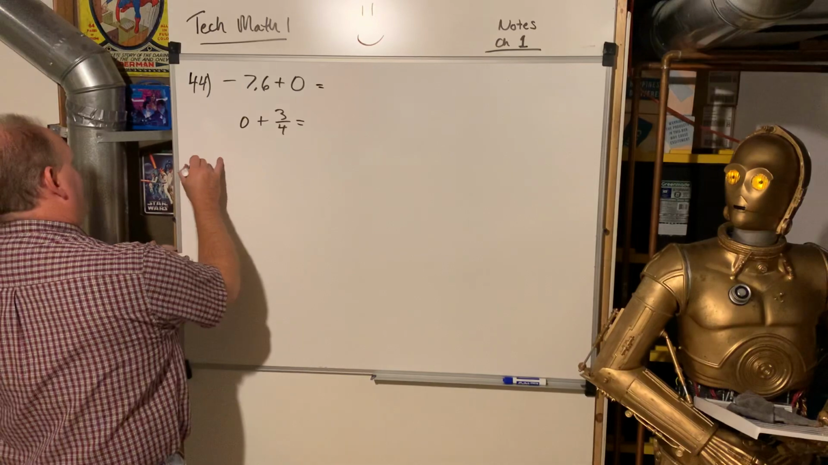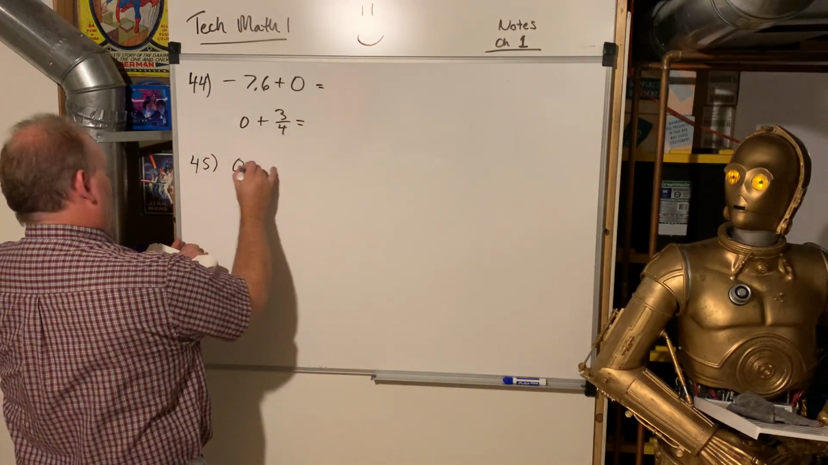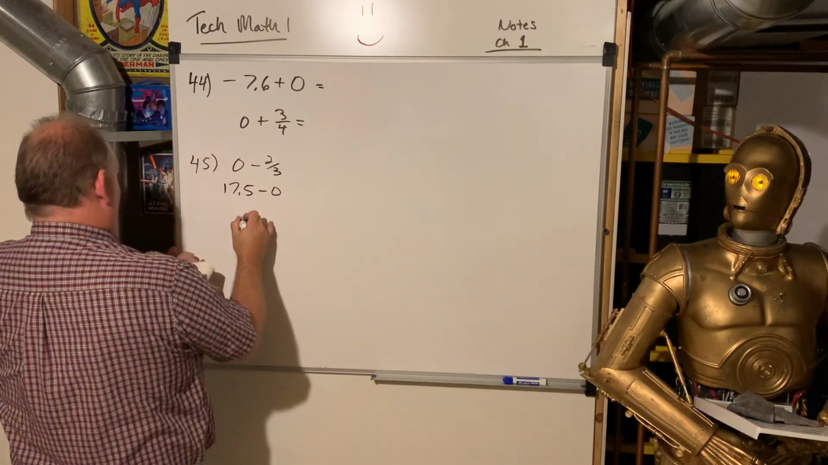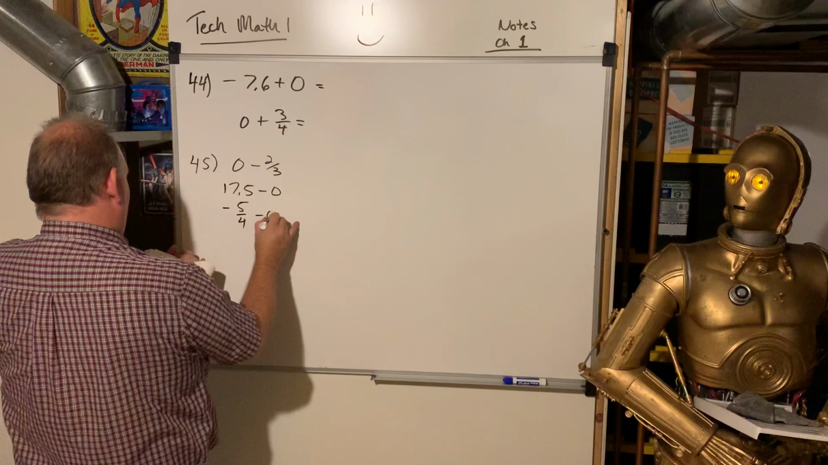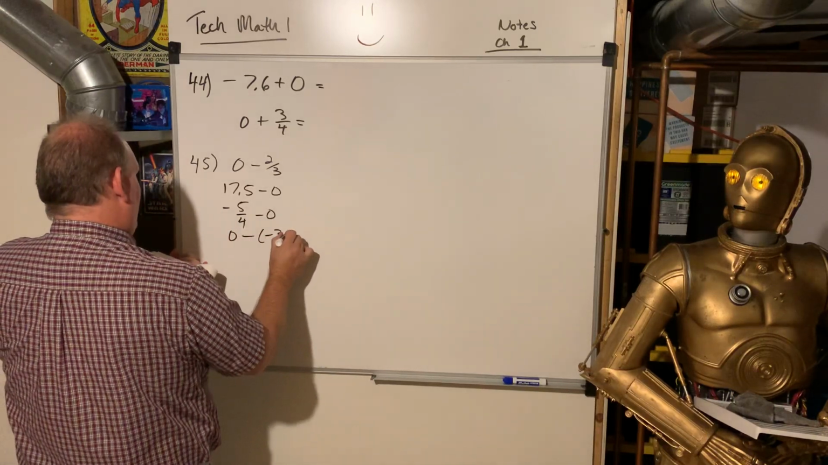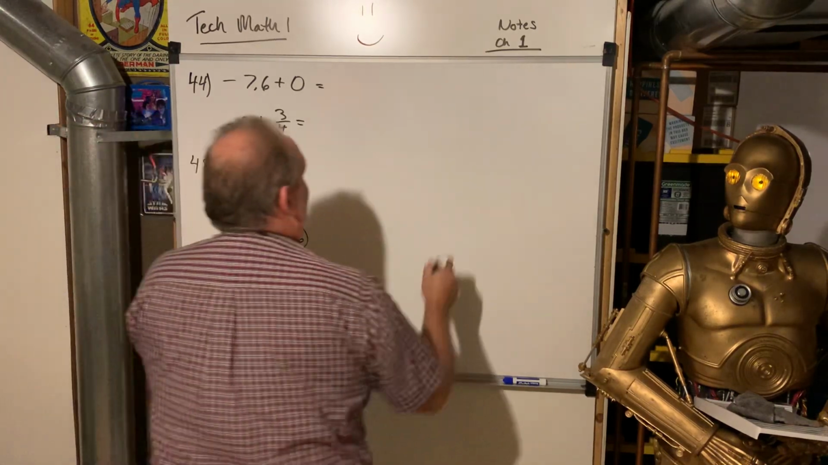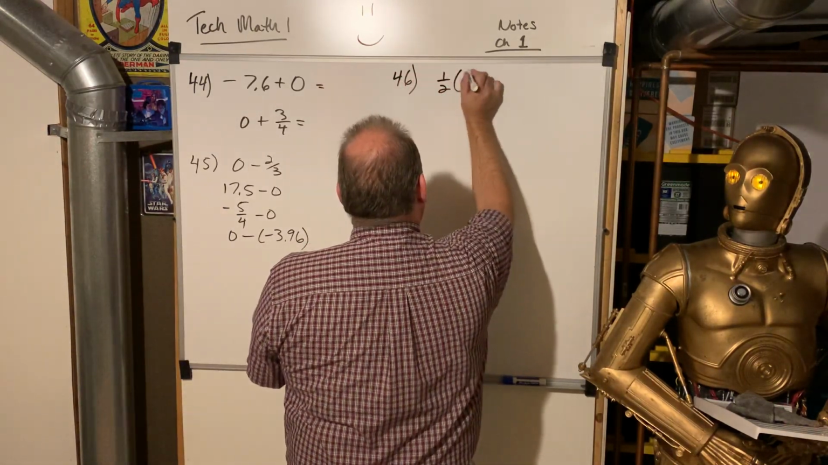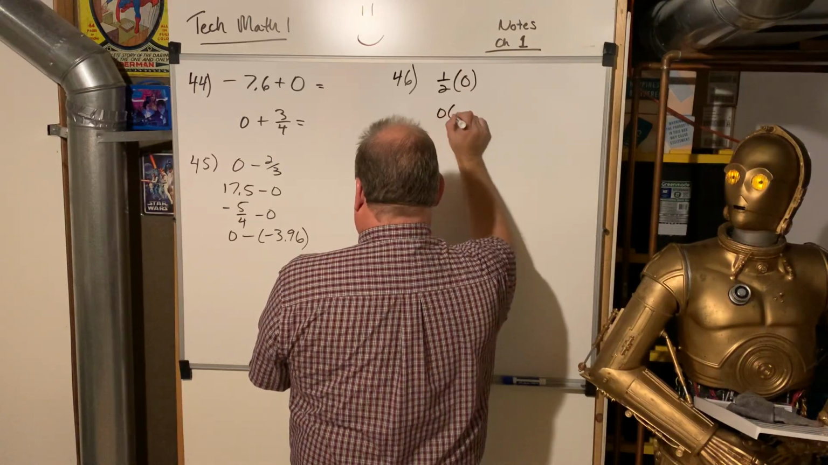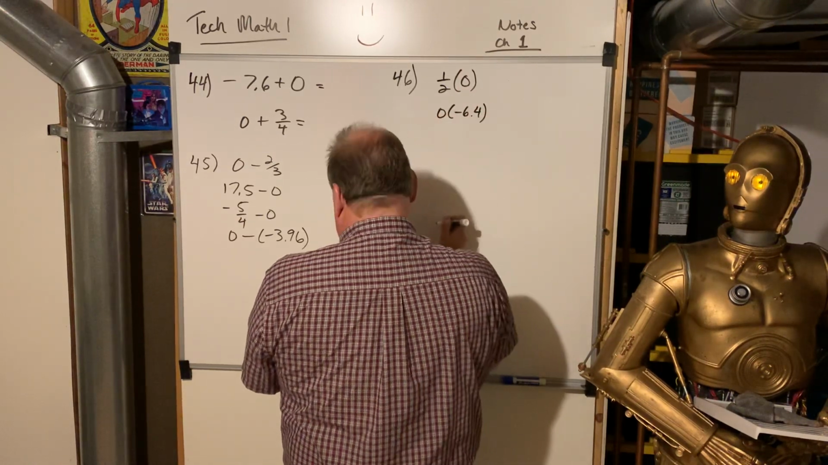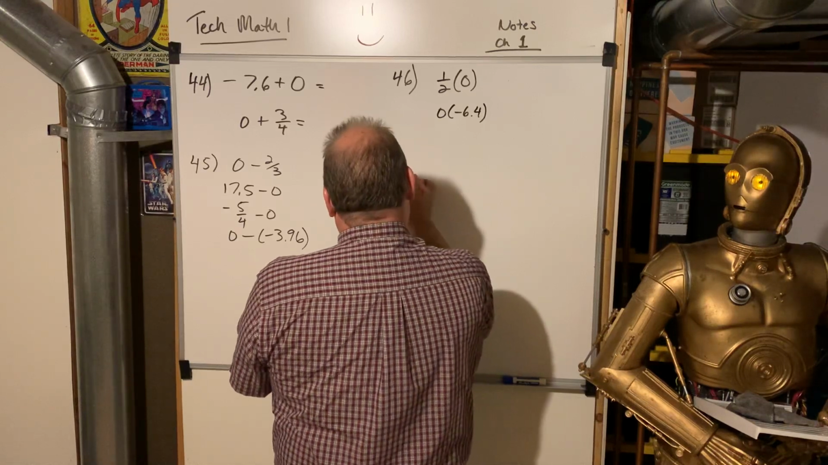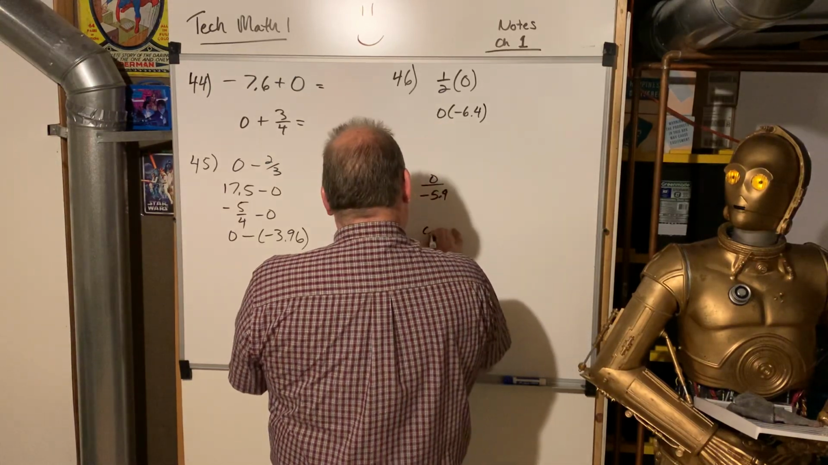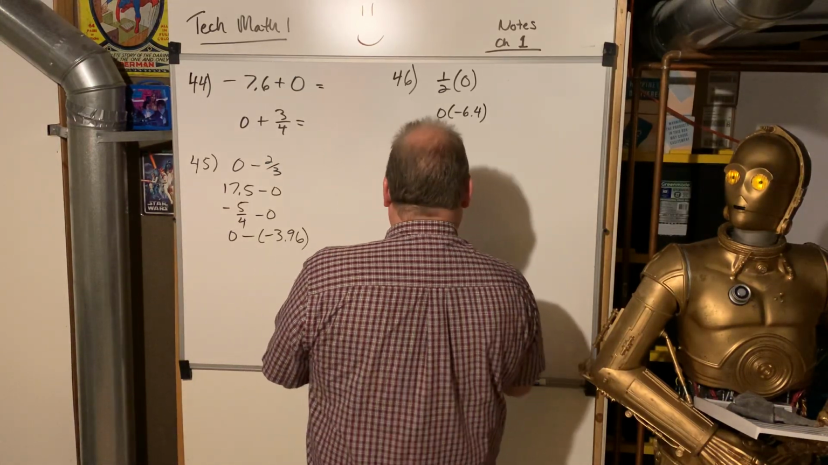And then 45 here, I'm going to write them out. 0 minus 2/3, 17.5 minus 0. We've got negative 5/4 minus 0. We had 0 minus negative 3.96. 46: we've got 1/2 times 0, and 0 times negative 6.4. 47: 0 divided by negative 5.9, and we've got 0 divided by 1/4.